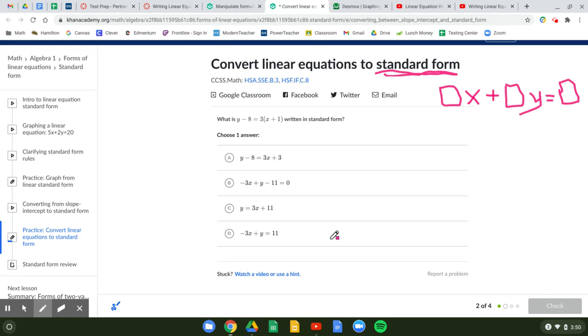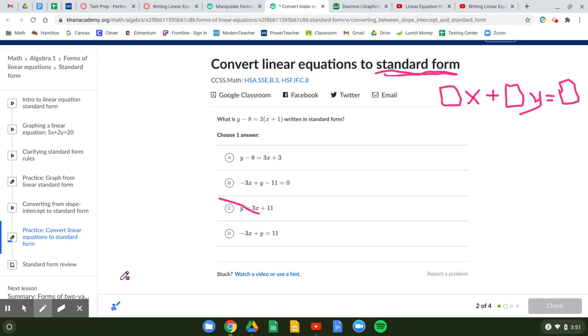But the main idea here is that X and Y have to be on the same side in order to be in standard form. So right off the bat, I can throw out option C. That can't possibly be the answer because that's in slope-intercept form. Technically speaking, I can actually throw out both A and B and just select D as the answer because that's the only one that is in standard form, right? X and Y are not on the same side here, and the number isn't over on the other side here. So D is actually the only one even in standard form.